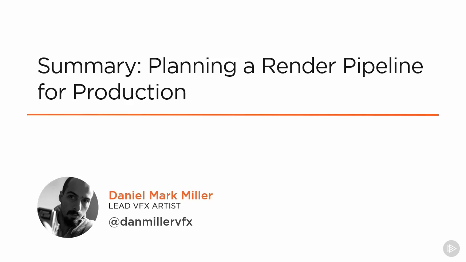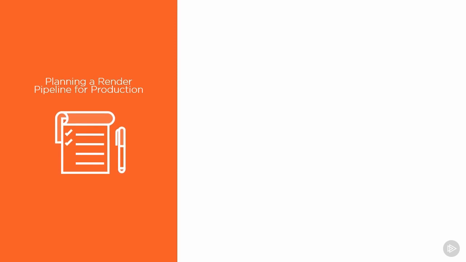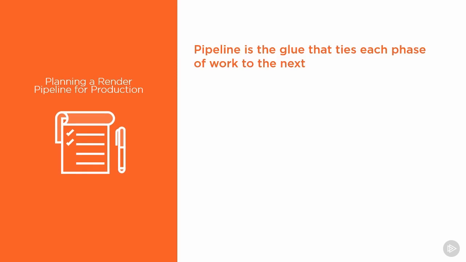So this is our last module, planning a render pipeline for production. What is pipeline? Pipeline is the glue that ties each phase of work to the next. It's what ties your work to the person who worked before you and your output to the next person in the chain. It could be the client, but it could be another artist.